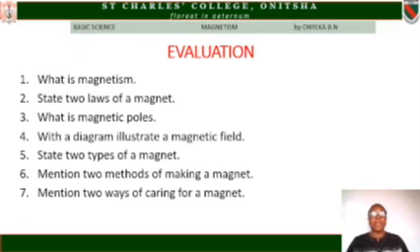We have come towards the end of our lesson, and we have our evaluation, which will form your assignment. 1. What is magnetism? 2. State 2 laws of a magnet. 3. What is the magnetic pole? 4. With a diagram, illustrate magnetic field. 5. State 2 types of a magnet. 6. Mention 2 methods of making a magnet. 7. Mention 2 ways of caring for a magnet.